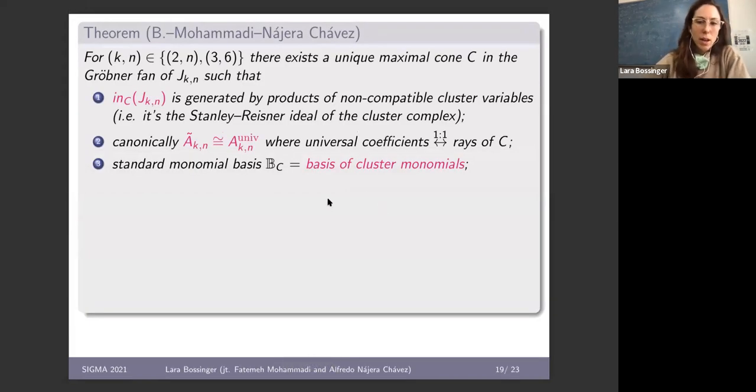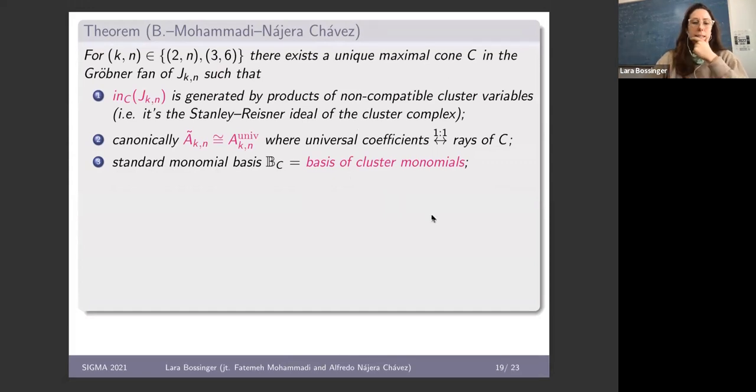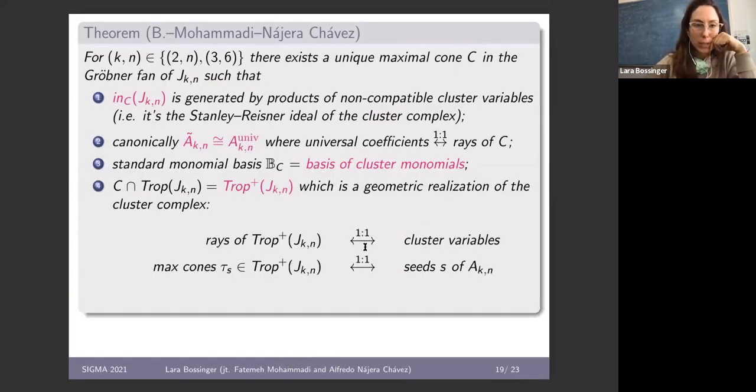Then the standard monomial basis coincides with the basis of cluster monomials, which is in this case the same as the theta basis that I've mentioned before. So this is the basis that I get for nice cluster algebras. And moreover, why I wanted to have the positive part of the tropicalization: if I intersect this maximal cone C with the tropicalization of the ideal, I obtain exactly the positive part of the tropicalization. So this is a very nice, quite special property.